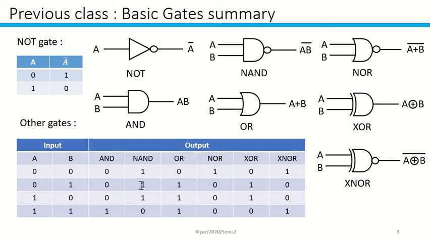NAND is a reverse of AND, so 0 0 0 1 become 1 1 1 0. OR is like addition. 0 plus 1 is 1, 1 plus 0 is 1 and 1 1 is 1, and NOR is a reverse of OR, 1 0 0 0. XOR is a special one. Whatever the input is not the same becomes 1. When the inputs are the same, it becomes 0, and XNOR is the reverse of XOR.